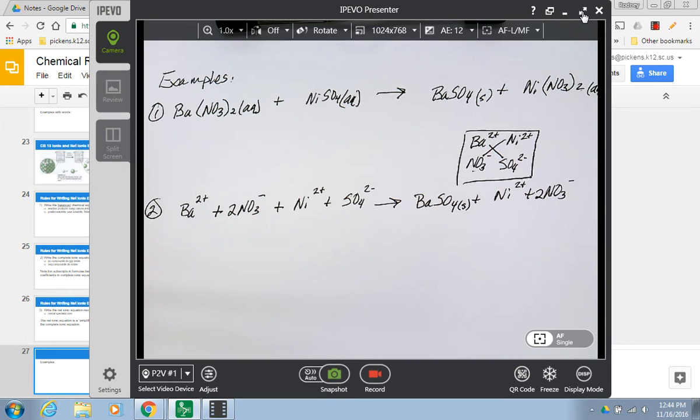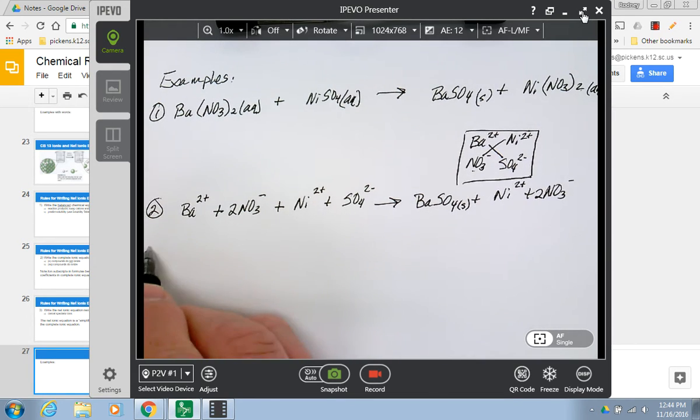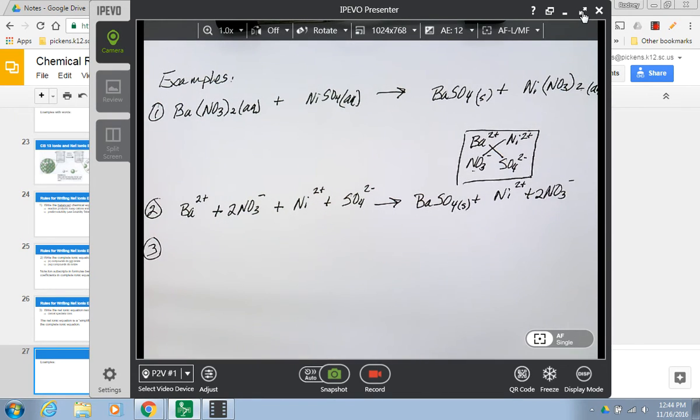Obviously, they are in ion form, so they are dissociated and they are in solution. Now what we need to do is look and say, okay, what ions do I have on both sides of the equation? So we're going to write what's called the net ionic equation.